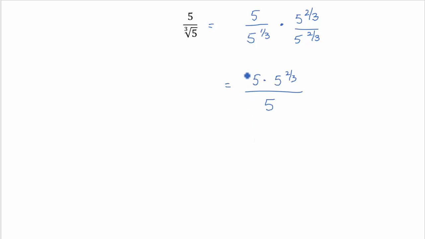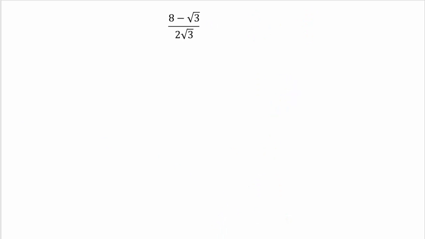Okay, but now look at this. I've got a 5 and a 5 in the top and the bottom, so I can cancel those. My final answer is 5 to the 2/3 power, which is the cube root of 5 squared, or the cube root of 25. Okay, how about this one?